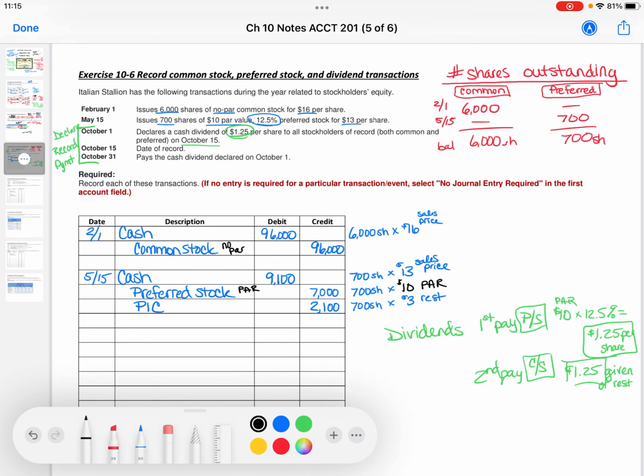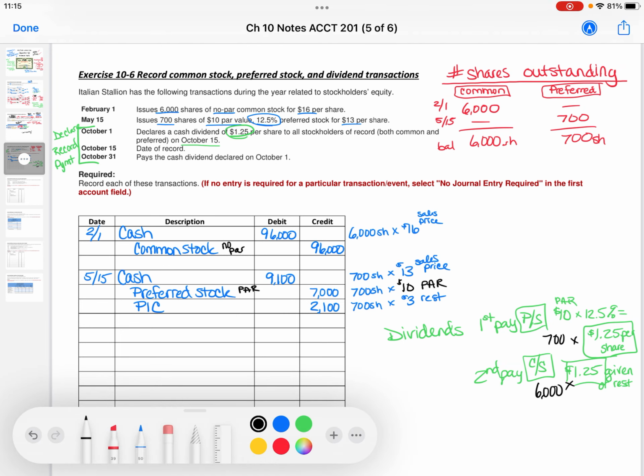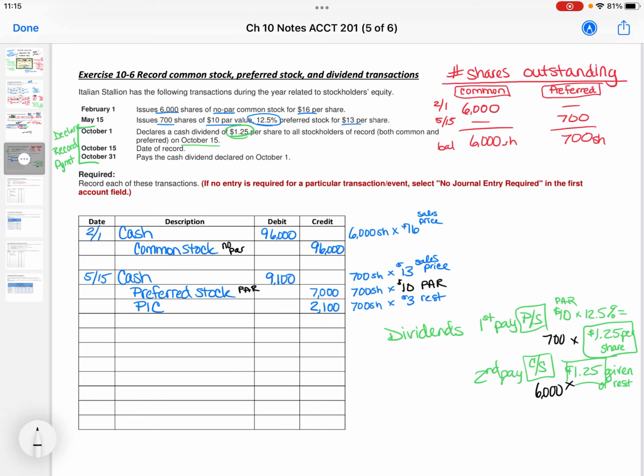So technically, for preferred stock, there's 700 shares, so you'd multiply this by 700 shares. And for common stock, we have 6,000 shares, so you'd multiply this by 6,000. In total, if you just want to do it in a total amount, we have 6,700 shares, and we pay them $1.25. So in total, we are going to pay $8,375.